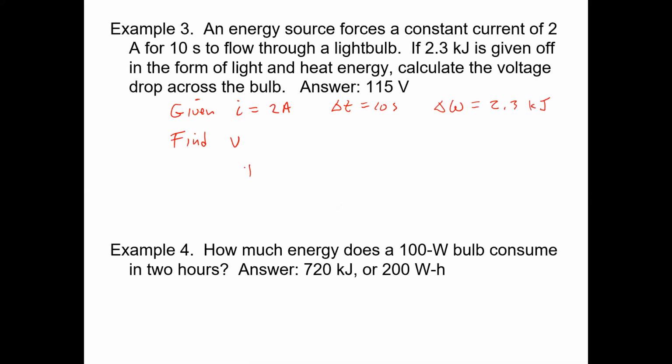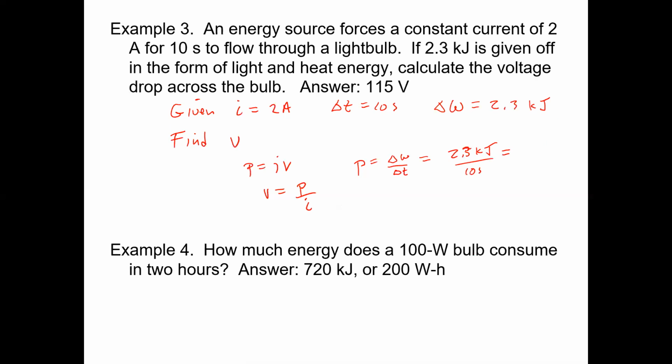Well, we know that some formulas that could be helpful is that P equals I times V. And therefore, V is P over I, right? If we knew the power, we could figure out the voltage. And we also know that, because of that integral relationship, P equals delta W over delta T, doesn't it, right? And we're given both delta W and delta T, right? So it's 2.3 kilojoules in 10 seconds, what does that give us?